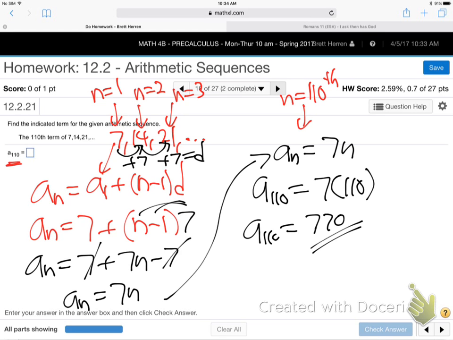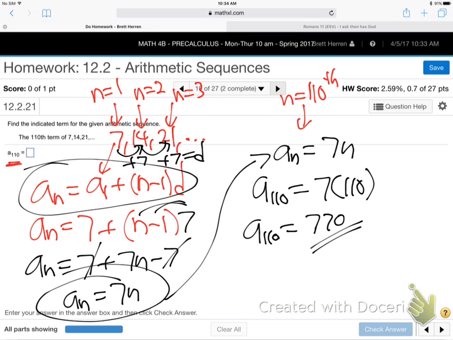Does that make sense how we did that? So you first find the general formula. A sub n is a1 plus n minus 1 times d. Plug in the a1 first term. Plug in the difference from term to term, the jump, which is also 7. Clean it up, and then plug in 110.